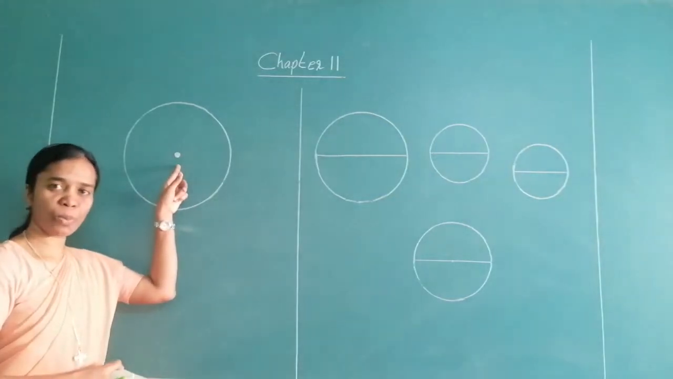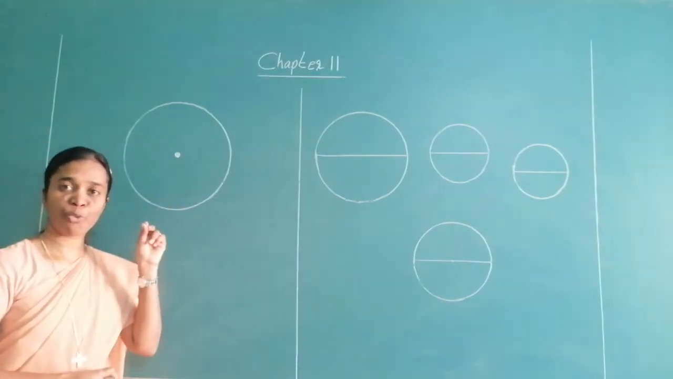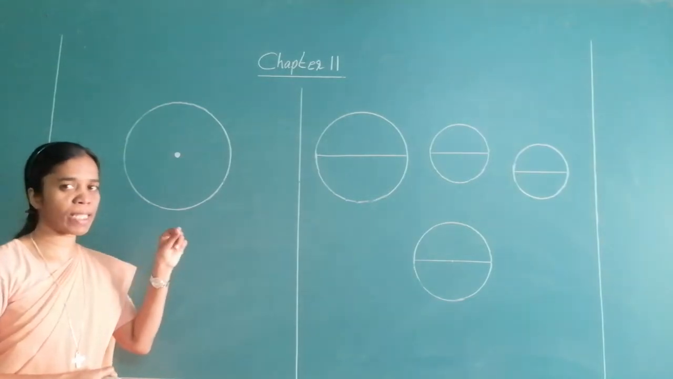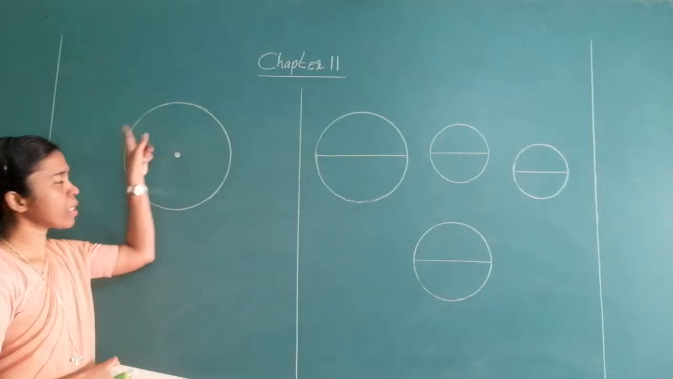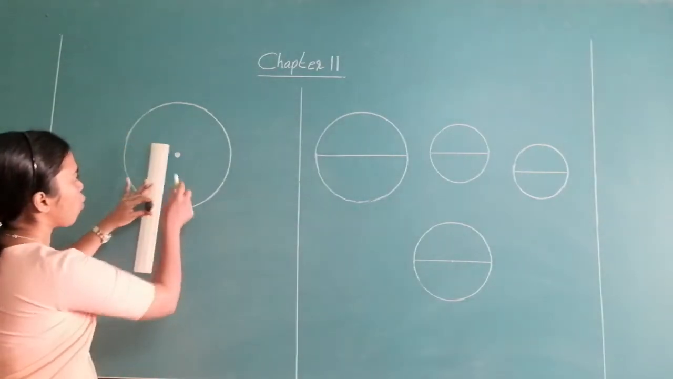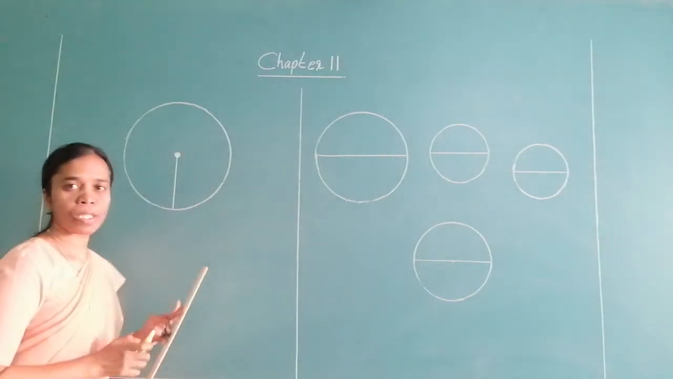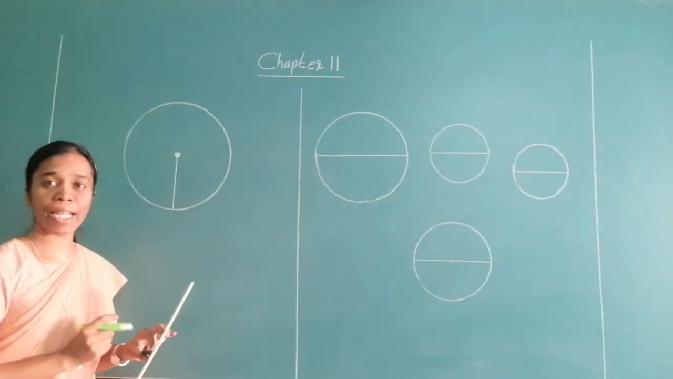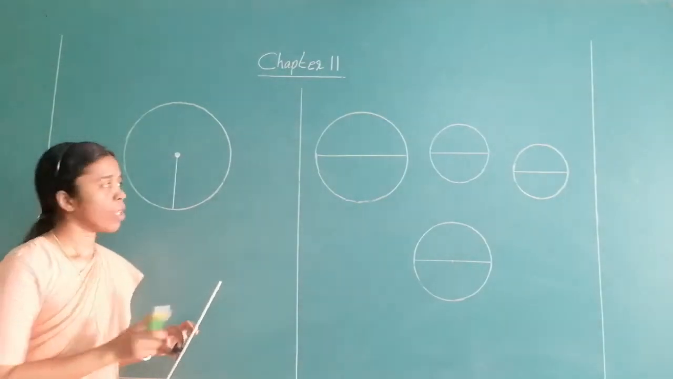So you have a fixed point here which we call the center. From this center, all these points are at equal distance. Now what do you call that distance? This equal distance is what we call the radius. Plural of radius is radii.